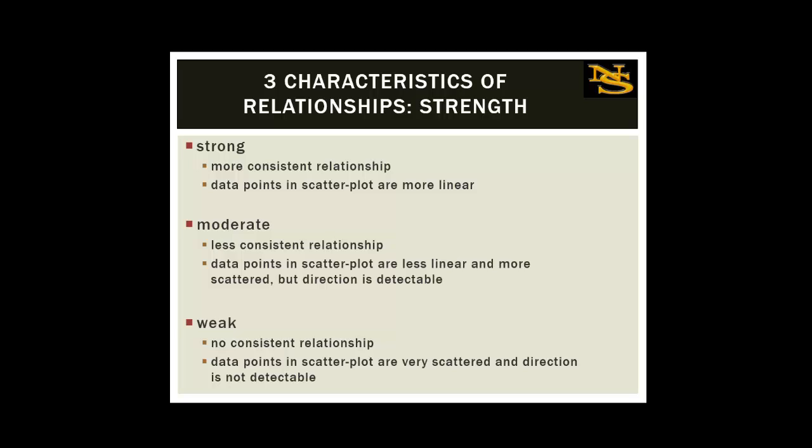Moderate relationship, less consistent. If you look at the numbers in your data set, you don't see a consistent pattern as much. And when you plot your data in the scatter plot, it's less linear, it's kind of scattered out, but you can still identify the direction of the relationship. Now, weak, sometimes higher scores on x pertain to drastically higher scores on y. Sometimes higher scores on x pertain to somewhat higher scores on y or lower scores on y, or it's just all over the board. There's no consistency there. So the data points, when you plot them in a scatter plot, are really scattered, and you really just can't even identify the direction of the relationship. It looks like a shotgun blast went off.